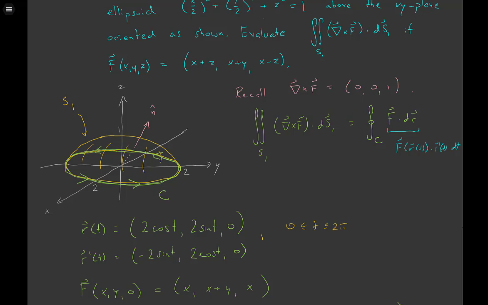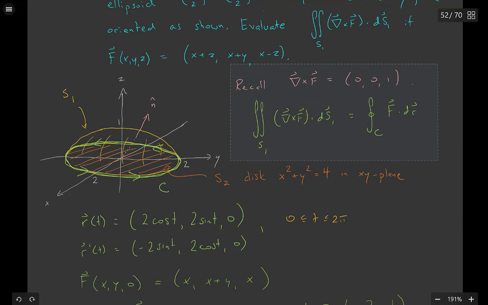But this was still a fair chunk of work to evaluate. There's actually an even easier way to do this. And this is to relate my original surface integral to a surface integral over a much simpler surface. So notice that my boundary curve C for the surface S1 is also the boundary curve for the disk of radius 2 that sits in the xy plane here. So let's call this S2. And it's basically the disk x squared plus y squared is equal to 4 in the xy plane.